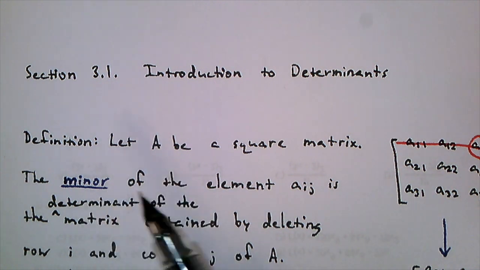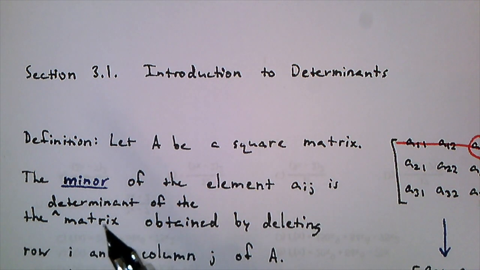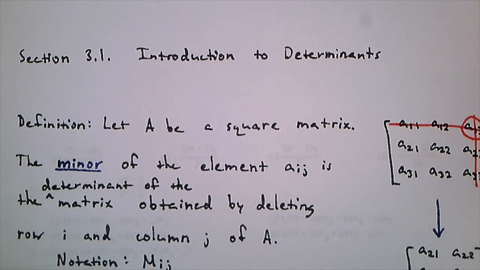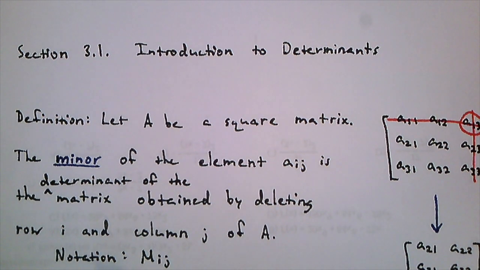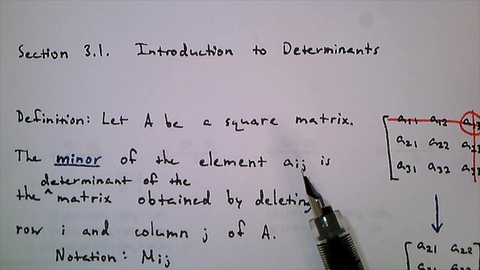The minor of the element Aij is the determinant of the matrix obtained by deleting row i and column j of the matrix A. And we have this notation for the minor corresponding to Aij. We use a capital M for minor, and then the subscripts ij to tell us which element we're talking about.